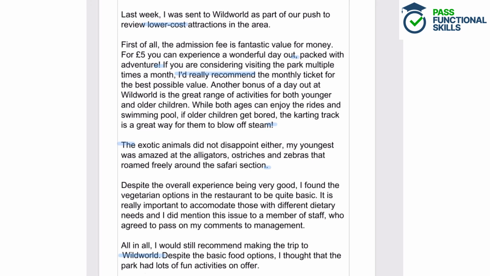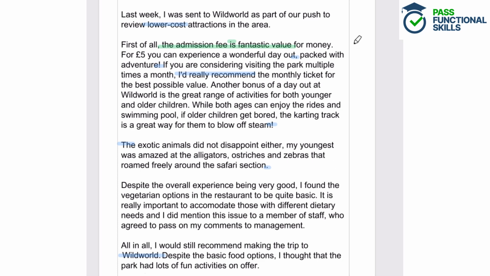Next, let's take a look at the grammar in this answer. So every single sentence makes sense on its own, and we've got singular and plural verb agreement. So the admission fee is fantastic value. Now, if we were talking about multiple admission fees, so if there were, say, different admission fees depending on whether you were an adult or a child, it would say admission fees are fantastic value for money. But because we have a singular admission fee, we've used the word is. So make sure that your nouns and verbs are matching up.